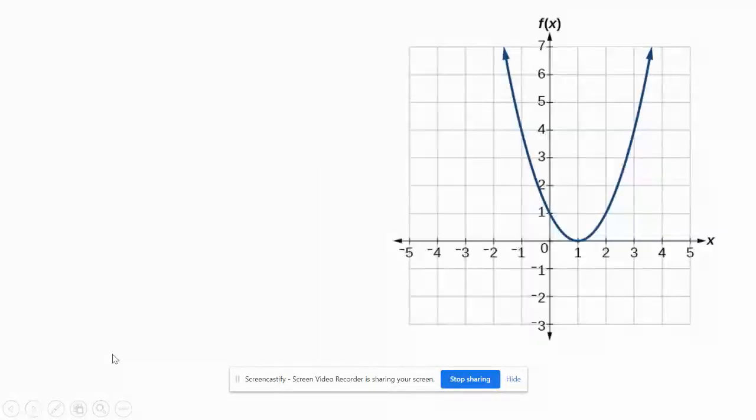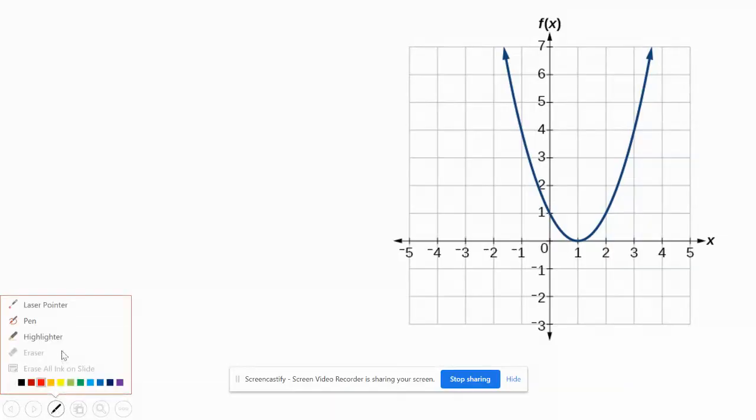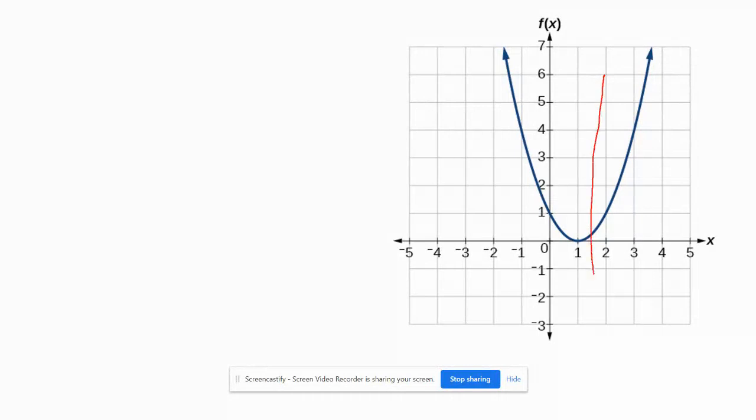So we got a function here. We know that this is a function because I can do the vertical line test. Remember I told you about the vertical line test? You just put a vertical line anywhere on this graph, and if it connects at one spot, then it is a function. Right? This will be a function because I can put a vertical line anywhere on there and it will only touch the line once.